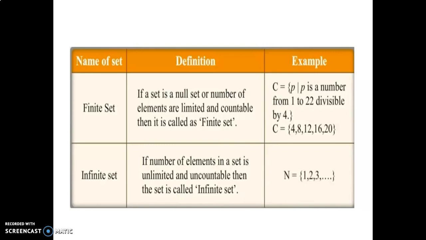Next one, infinite set. If the number of elements in a set is unlimited and uncountable, then the set is called an infinite set. Example, set of natural numbers.